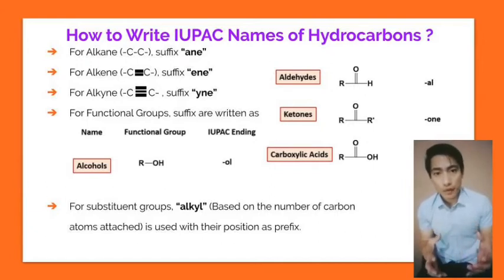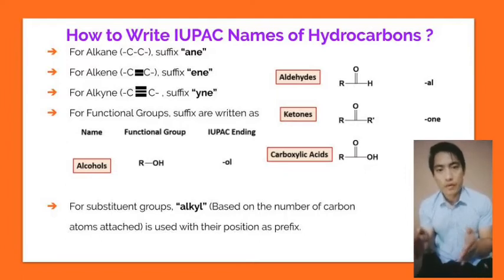Once we identify that the parent carbon chain has a single bond, double bond, or triple bond, then that parent chain will get a suffix. For example, for a single bond it is ane, alkane. For a double covalent bond it is alkene, and for a triple bond it is alkyne. So ane, ene, yne for single, double, or triple bond respectively.